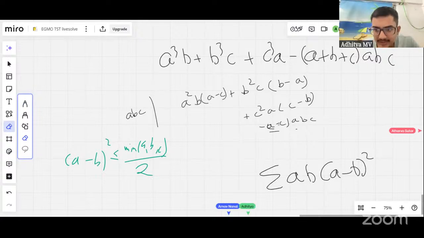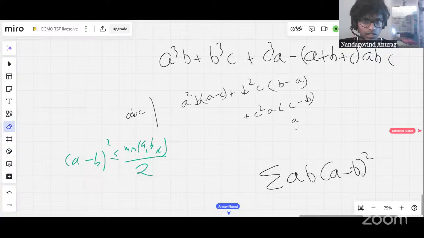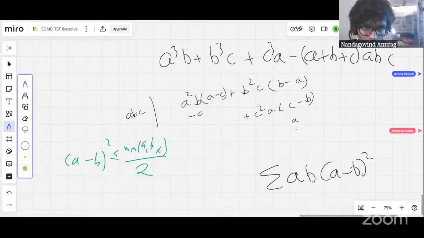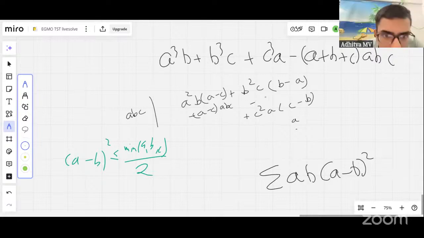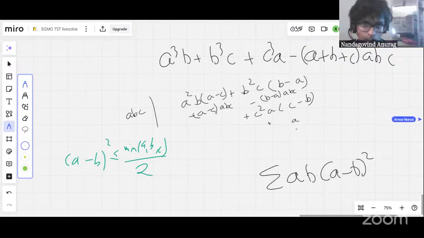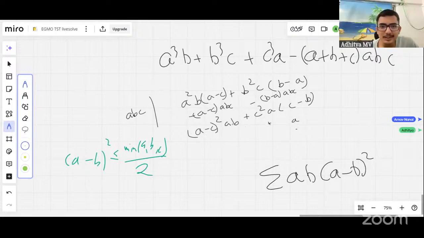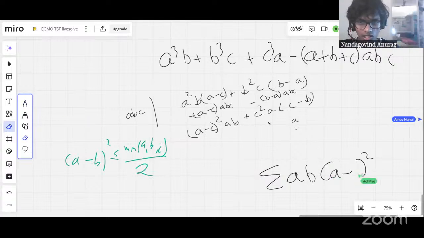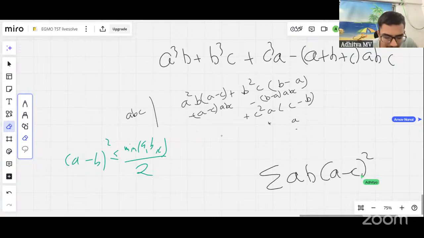What summation are you taking exactly? I'm using this already, and now from this term I subtract A minus C times ABC. Here I subtract B minus A times ABC. That's changing nothing, it's just adding zero. But now in this thing I take AB and A minus C common. So now I have A minus C whole square times AB. So we're essentially looking at this summation, just with C, not B. Is that almost done?